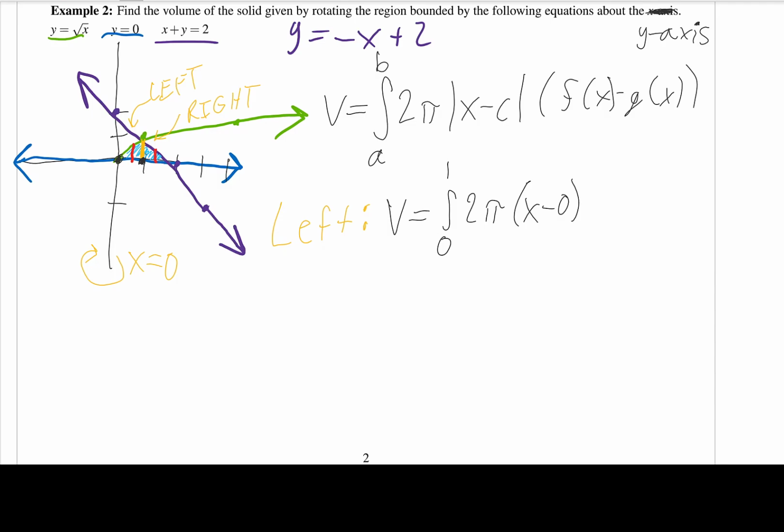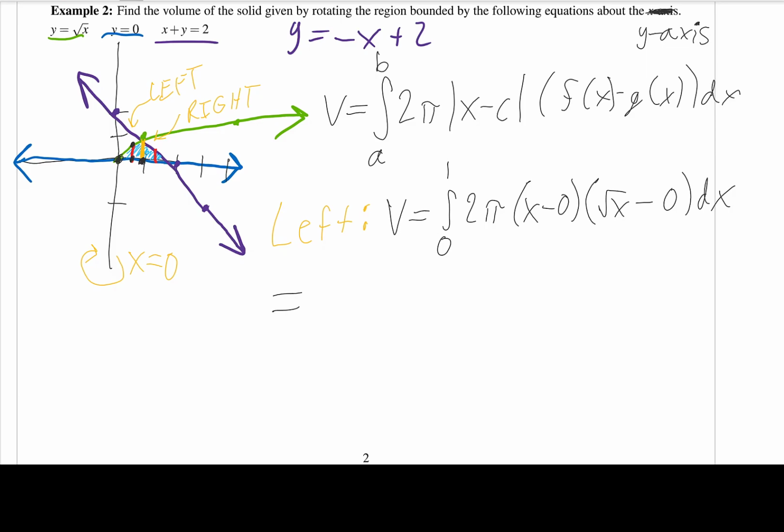So now we'll do top minus bottom. Oh, this should have a dx on it. So we'll do top minus bottom. That's going to be square root of x minus 0 dx, right? Because we're on the green curve and the blue curve.